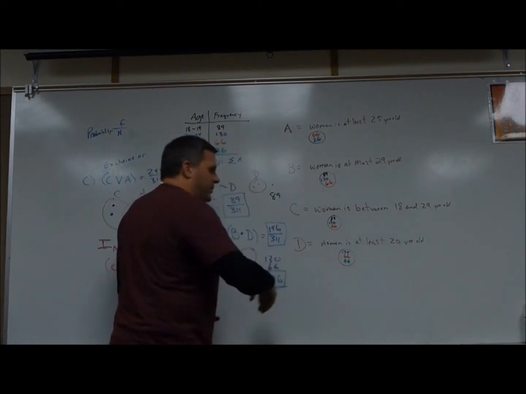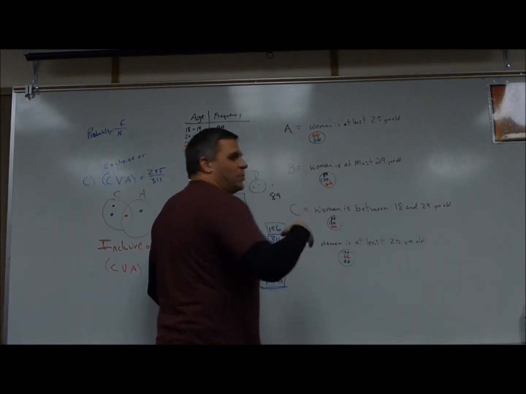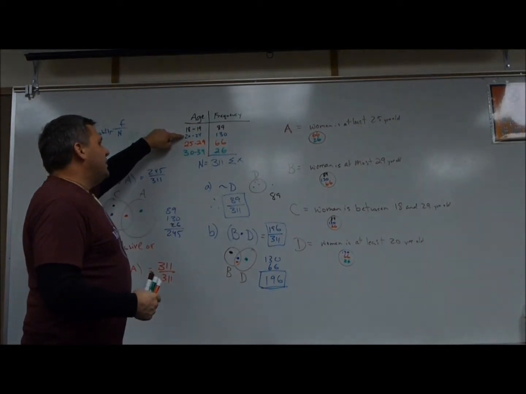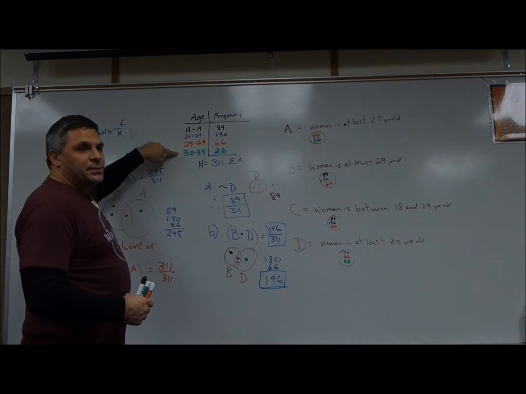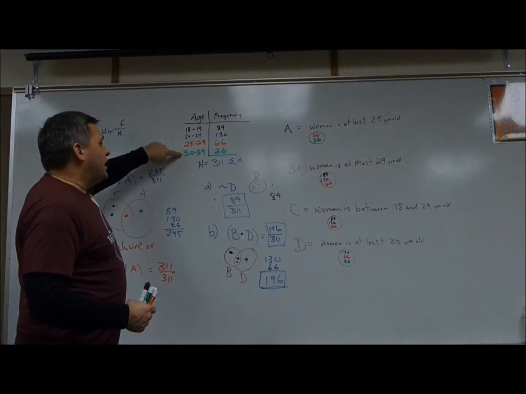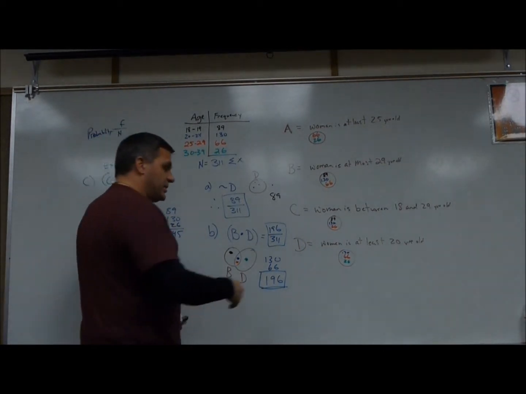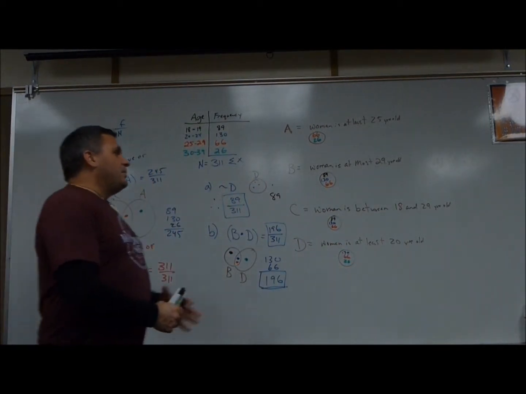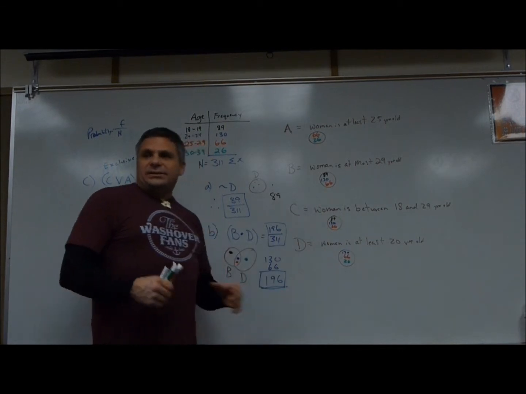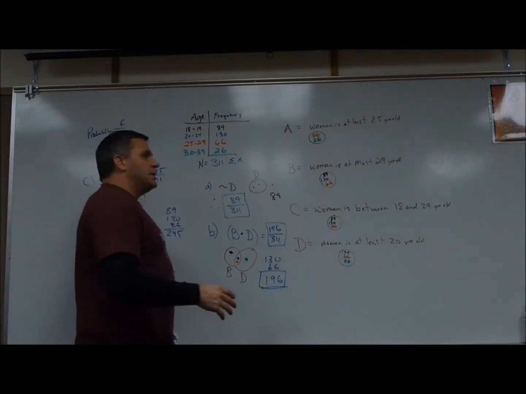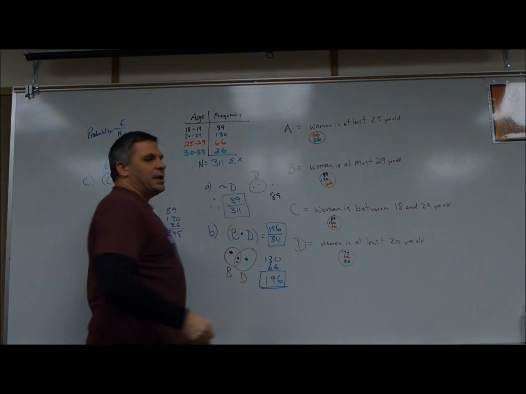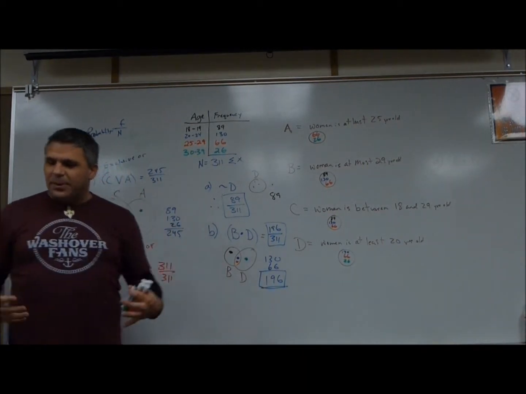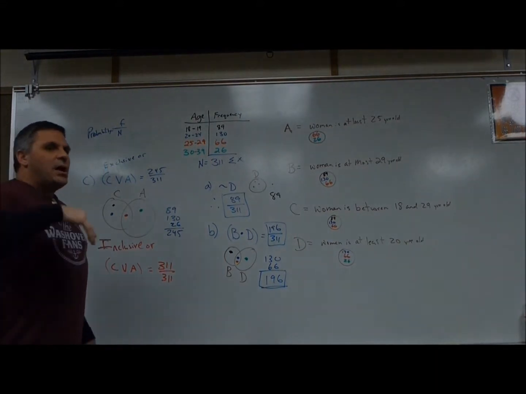And then D was that the woman is at least 20 years of age. So at least 20 means 20 or older. So it's the blue, the red, and the green in the bubble. So 130, 66, and 26. So now that we know what each bubble is, and we color-coded that for A, B, C, and D, they ask us a question, which was the next part of the whole question.